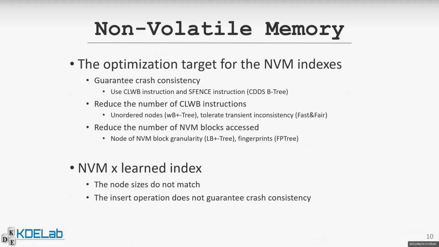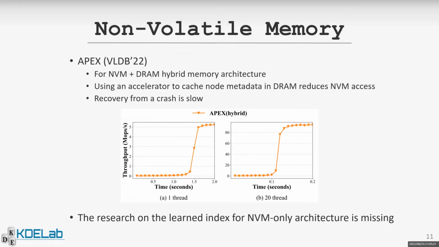The main optimization goal of the NVM index is to reduce the number of CLWB instructions and the number of NVM block accesses. Current NVM indexes generally use techniques such as unordered nodes, which requires that the size of the nodes should not be too large. We hope to introduce the learned index in NVM for higher performance and space efficiency. However, the nodes of the learned index are usually too large to use existing optimization techniques.